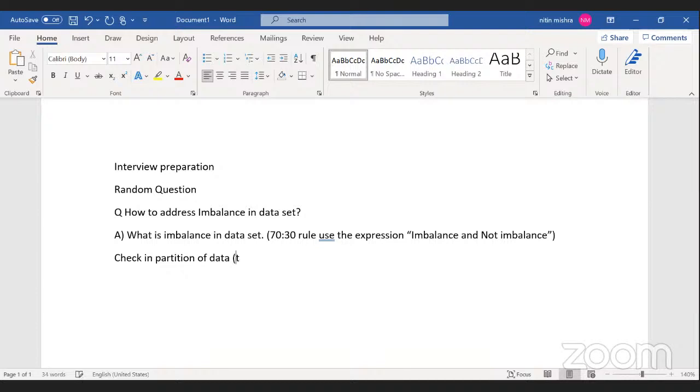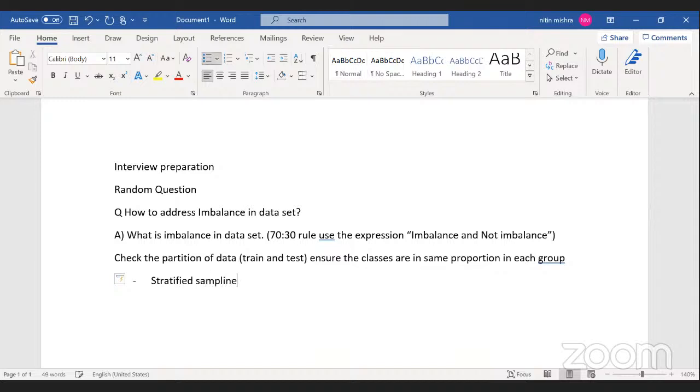Check in partition of data when you are partitioning it to train and test. Classes are in the same proportion in each. Check the proportion of data, ensure that there is the same proportion in each data. That is basically stratified sampling. Okay, that is one thing.